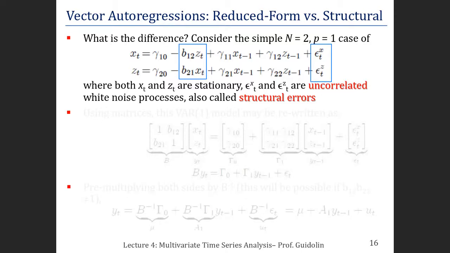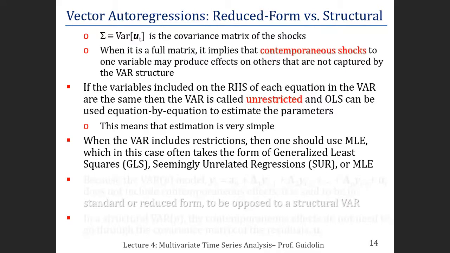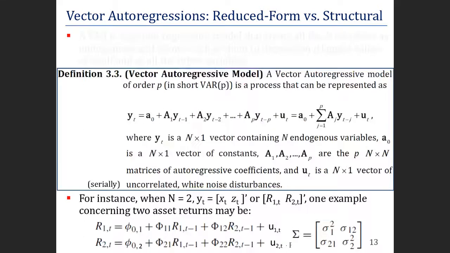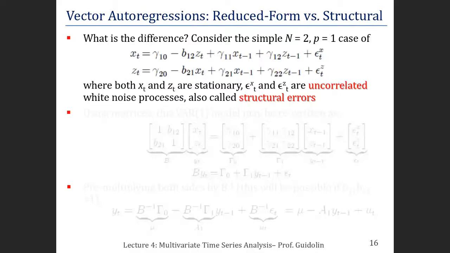So in a reduced form VAR, in a standard VAR, let me go back to the definition, the contemporaneous correlation must go through the U's, through the covariances inside the covariance matrix of the U's. While in a structural VAR, the contemporaneous connections between pairs of variables can only go through coefficients which are part of the conditional mean specification. All the work is done by the coefficients and is not done by the epsilon.